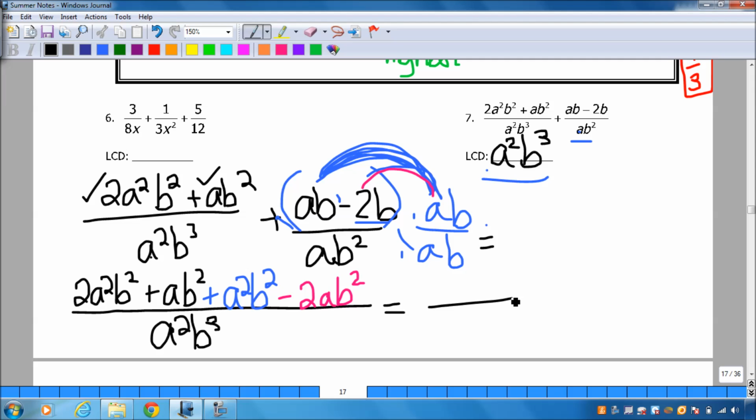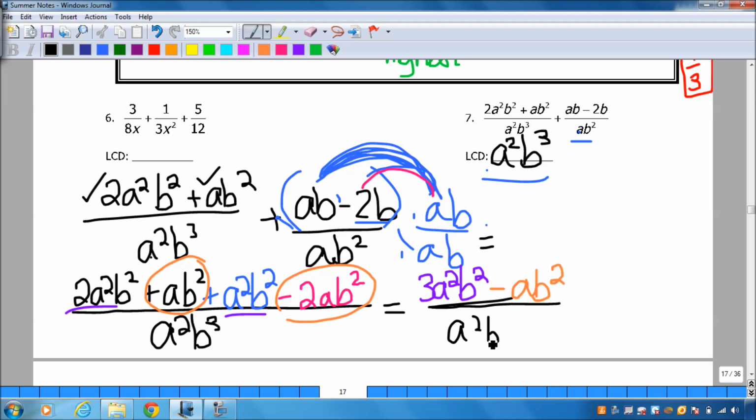Now, look at your numerator. Is there anything in common that you can combine together? The answer is yes. I can put this 2a squared b squared with this 1a squared b squared, and I end up getting 3a squared b squared. Okay? Then I can put together this ab squared with this negative 2ab squared, and I end up getting negative 1ab squared. All right, and that's all over our common denominator of a squared b cubed.